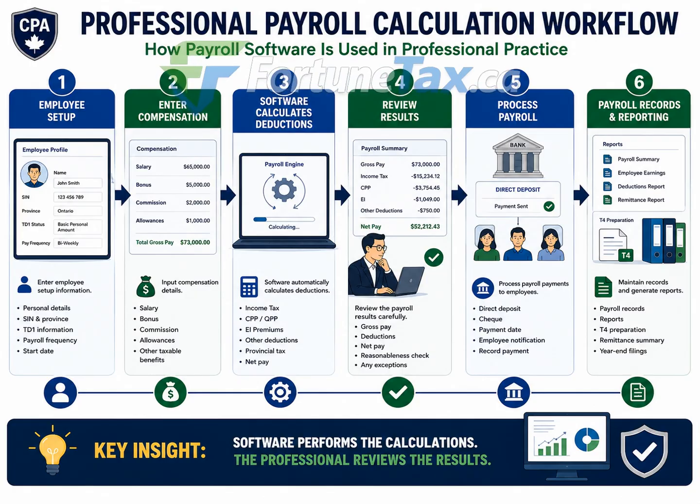After compensation details have been entered, the software performs the calculations automatically. Using current tax rates and payroll formulas, the system calculates income tax withholdings, CPP contributions, employment insurance premiums, and any other applicable deductions. This is one of the biggest advantages of payroll software. Complex calculations that would take considerable time manually can be completed almost instantly.